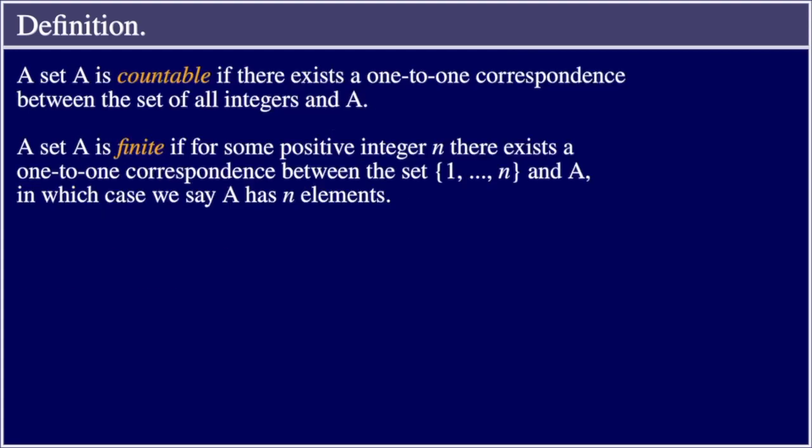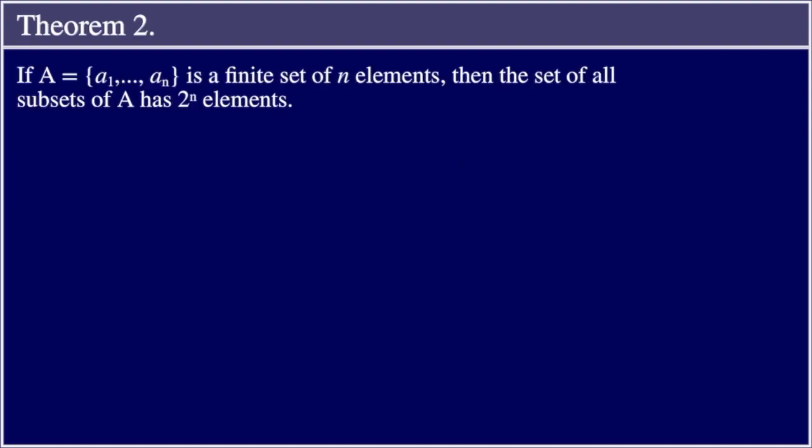Definition: a set A is countable if there exists a 1-to-1 correspondence between the set of all integers and A. A set A is finite if, for some positive integer n, there exists a 1-to-1 correspondence between the set {1, ..., n} and A, in which case we say A has n elements. Theorem 2. If A is equal to {a1, ..., an} is a finite set of n elements, then the set of all subsets of A has 2 to the n elements.